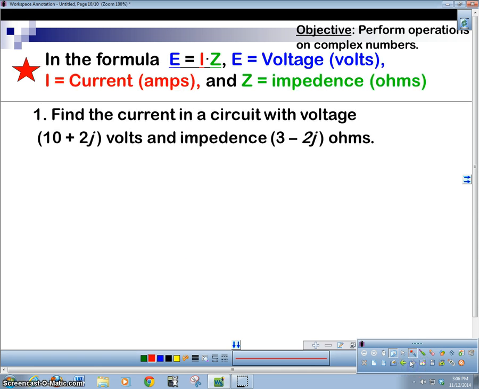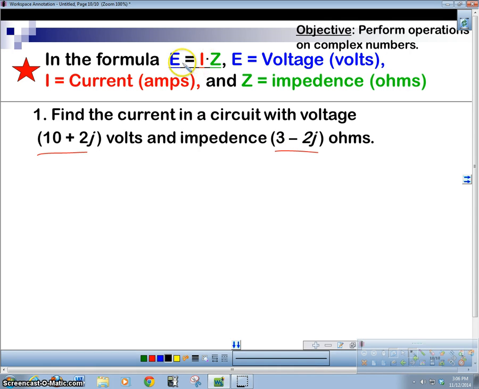Now, we have some application problems of imaginary numbers. Believe it or not, imaginary numbers are used in circuits a lot. So here is a formula, voltage equals current times the impedance, all right, which is in ohms. So all we're going to do is plug in our complex numbers here. So we have a number of volts and some ohms, and we're going to plug them into our formula.